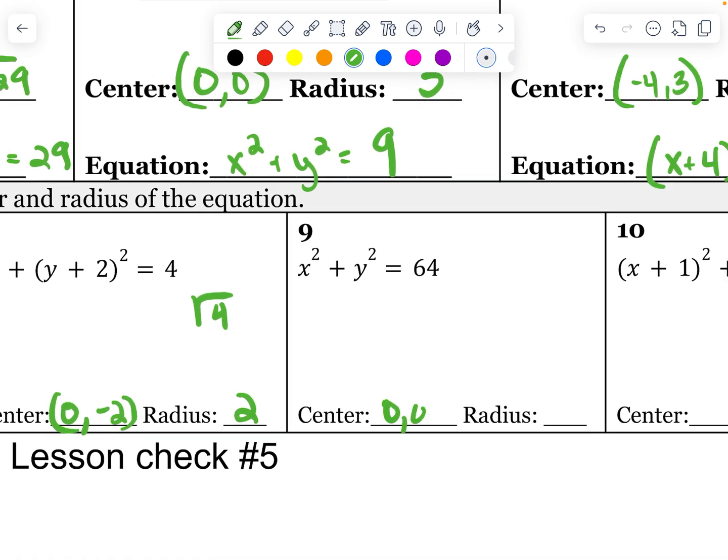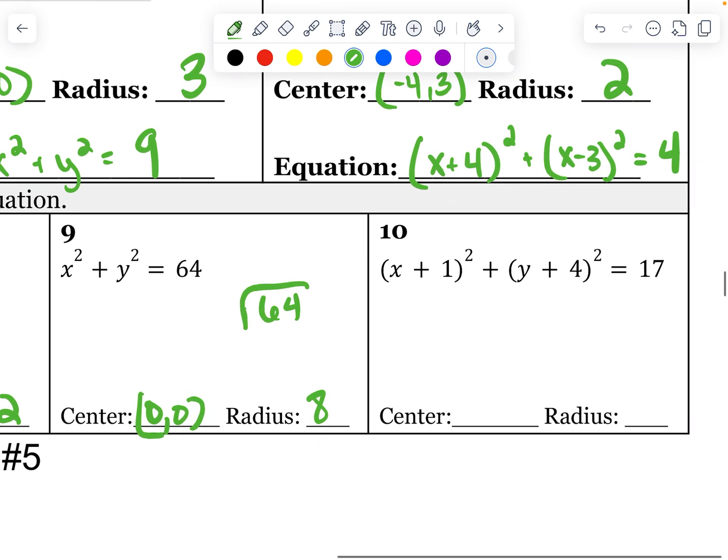Center is 0, 0. Square root of 64 is 8. And the center is not 1, 4, but -1, -4. And the radius is the square root of 17. Have no idea what that is. I'm going to leave it like that.